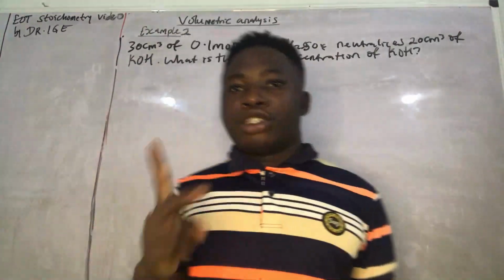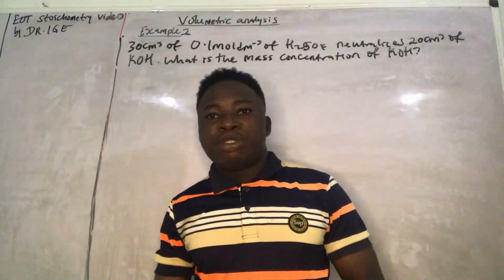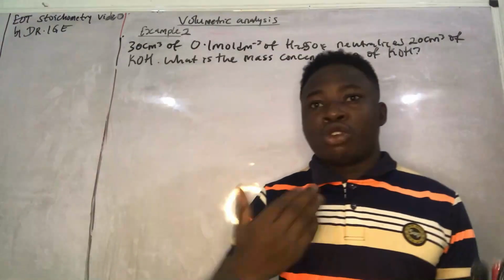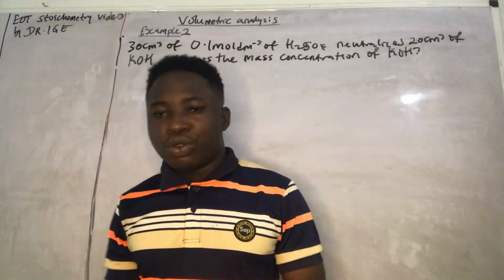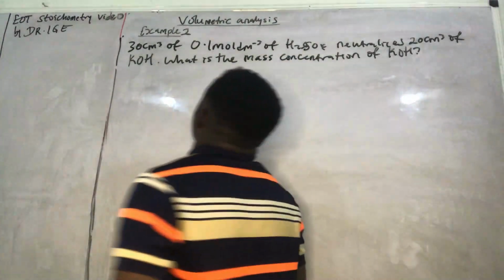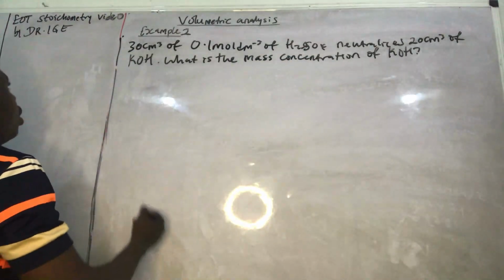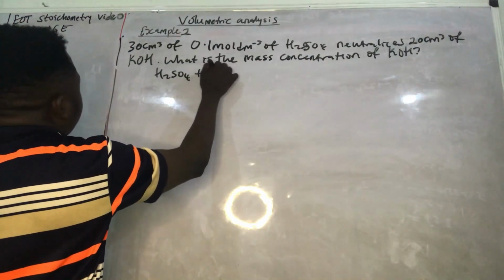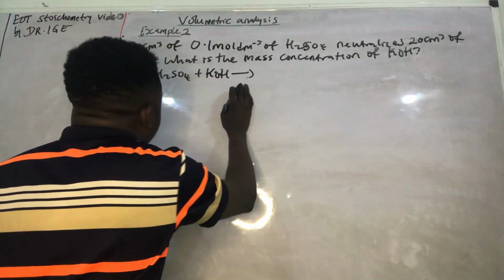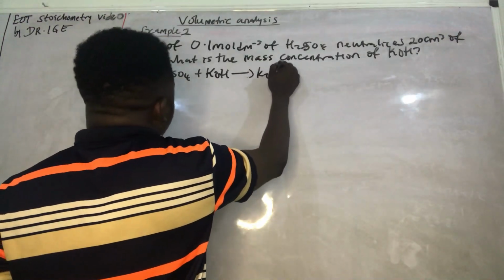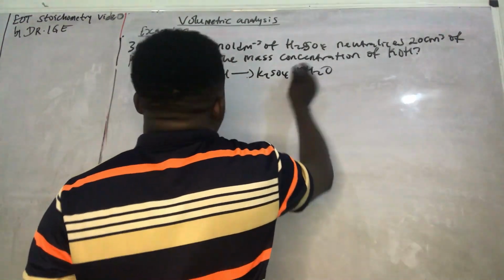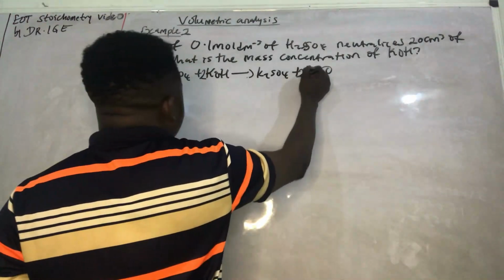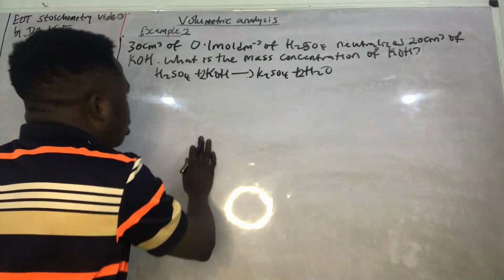First of all, the first two examples I did, I wanted you to understand the concept of the formulas. Now let's go into complex cases, so that when we start doing classwork, you will not be lost. Do you understand? So what is the mass concentration of this guy? Now the first thing is to look at the equation. H2SO4 plus KOH will give us K2SO4 plus H2O. Is this balanced? No, we have to put 2 here, we balance everything.